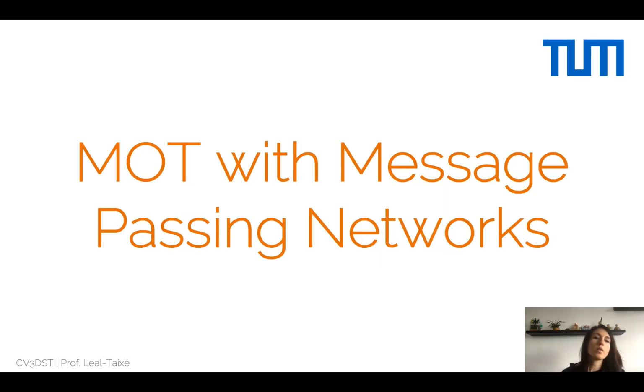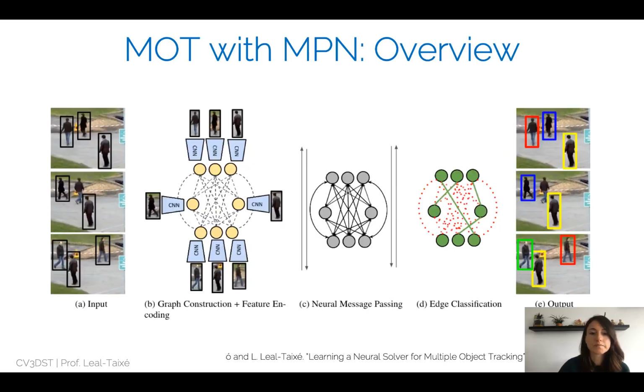So now we go back to our initial problem, right? And we want to see actually how can we use these message passing networks to actually solve the multiple object tracking problem. So this is what we actually propose to do in one of our most recent papers, which will be presented at CVPR 2020. And this is actually how to leverage message passing networks for the task of multiple object tracking.